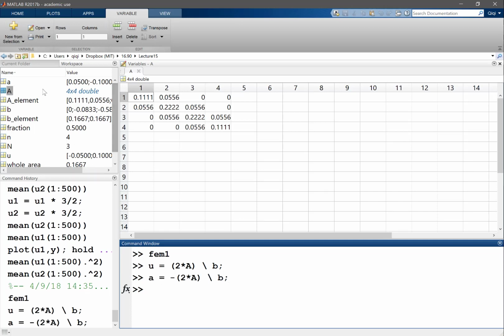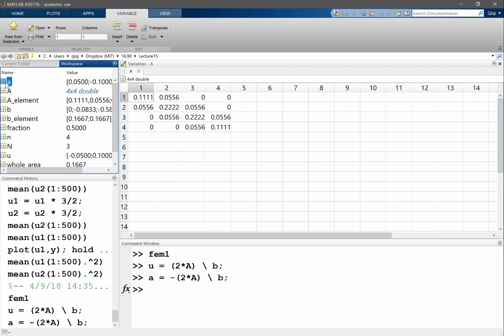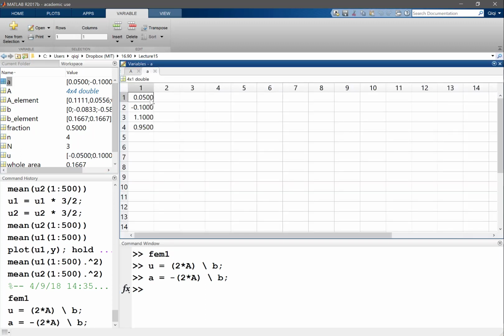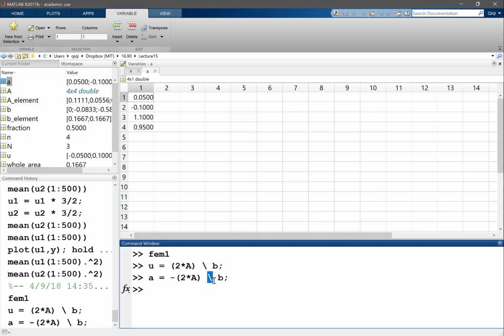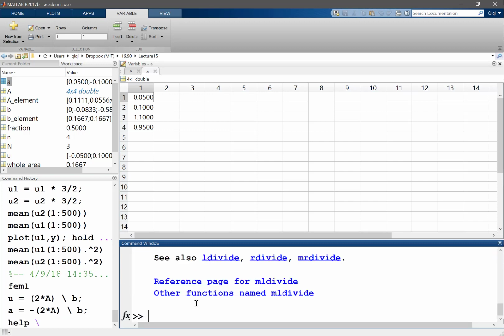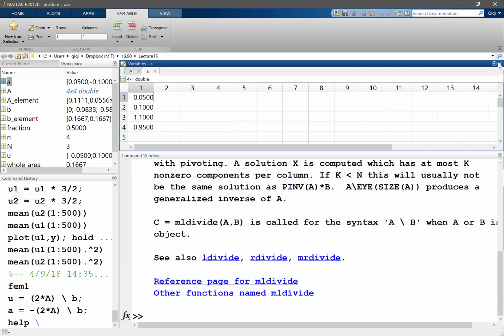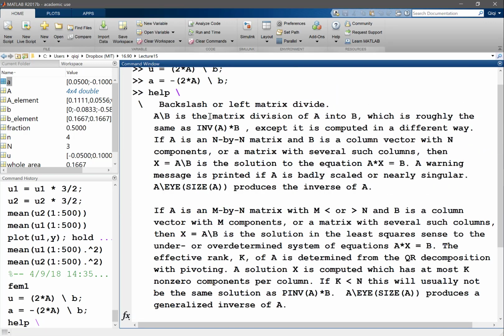We get a, which is 0.05 minus 1. Why isn't it A inverse? It's this backslash sign. If you do help backslash, you are going to discover that it's actually inverse of A times b.